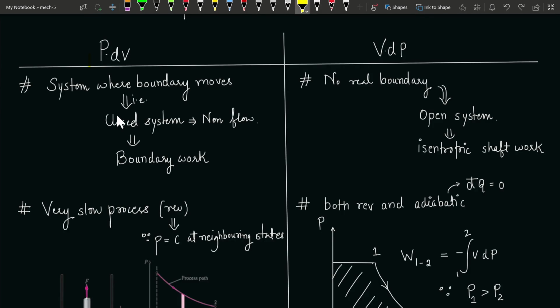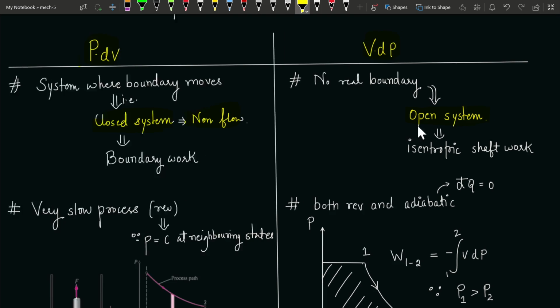What is the difference between PDV and VDP work? Let's first understand the difference with respect to the system. In PDV, when we say that PDV work is happening, it happens only in a closed system. That means there is no flow of mass in a closed system, and that is where we can say that PDV work is happening, while VDP work happens in an open system.